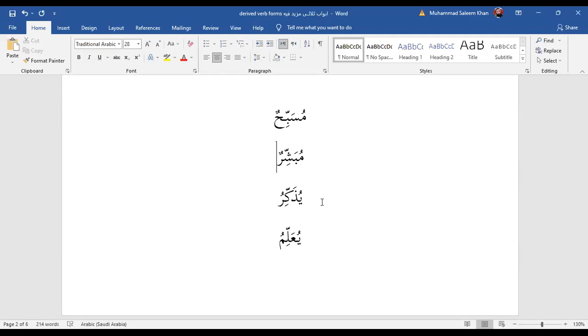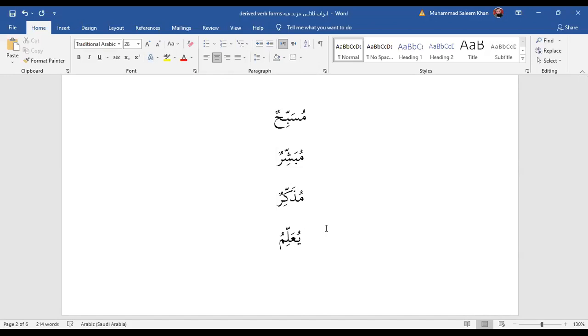Then we have yudhakkiru. So similarly, we drop alamat al-mudari. We put mim with dhamma. And in the end, we put tanween. It becomes mudhakkirun. So what will be the meaning of mudhakkirun? The one who reminds, like the reminder as a person. Innama anta mudhakkir. مذكر. Yes.